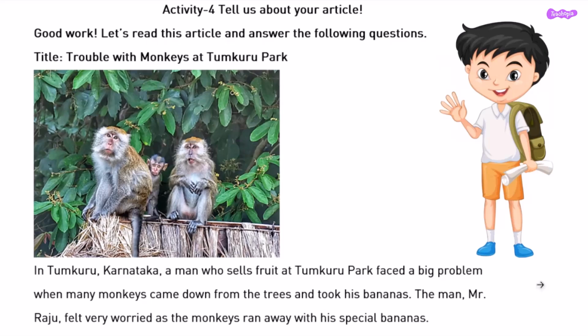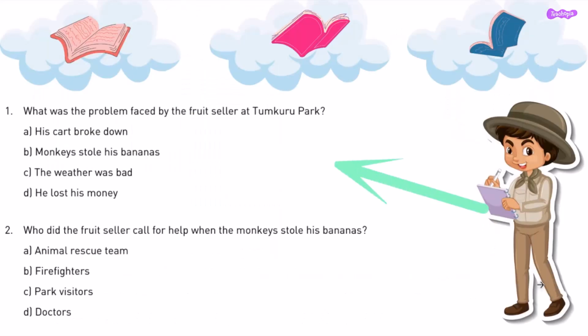So, isn't that a small, short article which indicated the trouble with monkeys at Tumakuru Park, faced by a banana fruit vendor, Mr. Raju. Now, once you're done with reading the article, you can guide your students with the questions given below. You may read the question and direct your learners to find the answers from the passage given above.